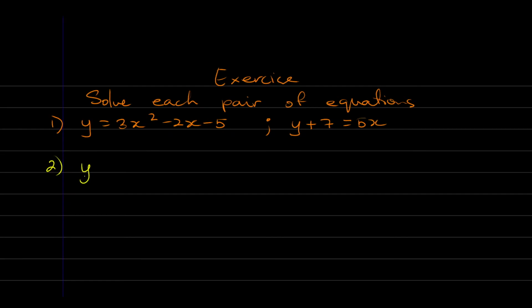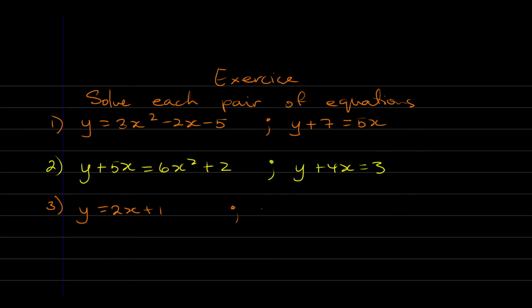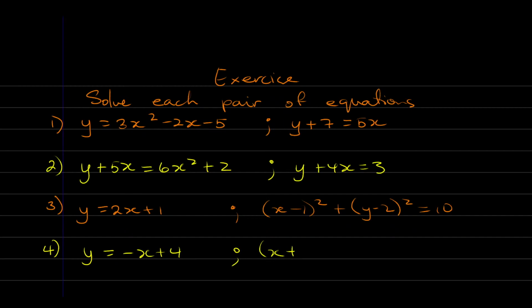Next one, number 2, y plus 5x equal to 6x squared plus 2, and then we have y plus 4x equal to 3. And then we have number 3 is y equal to 2x plus 1, and then we have here x minus 1 squared plus y minus 2 squared equal to 10. And then the last one, number 4, it's y equal to minus x plus 4, and then we have x plus 3 squared plus y minus 1 squared equal to 25.